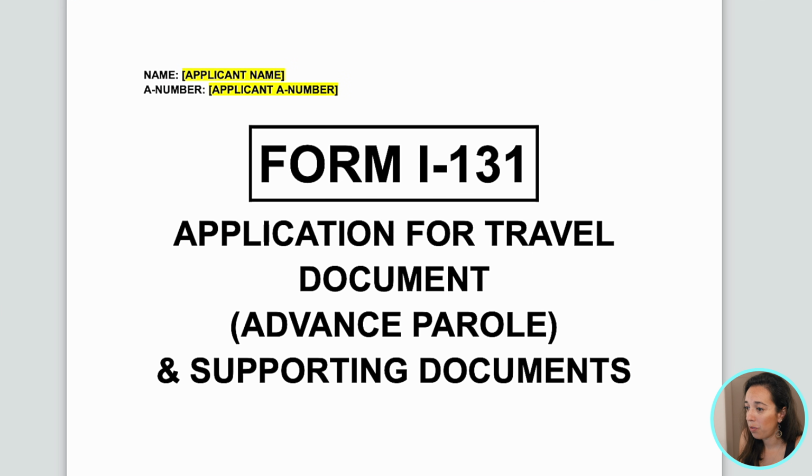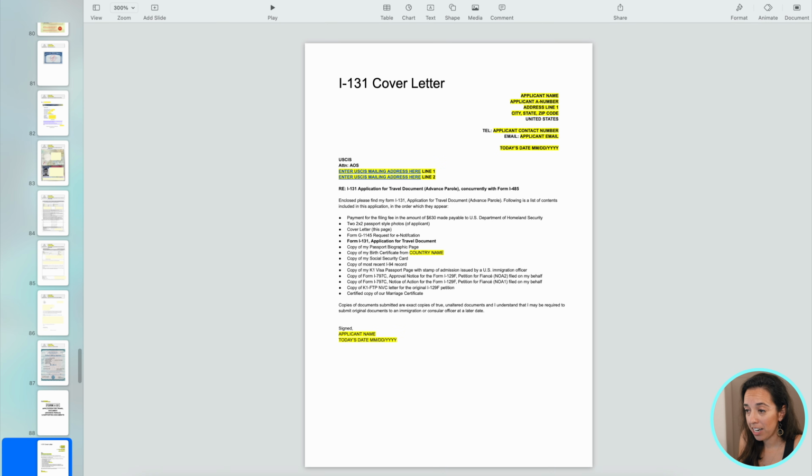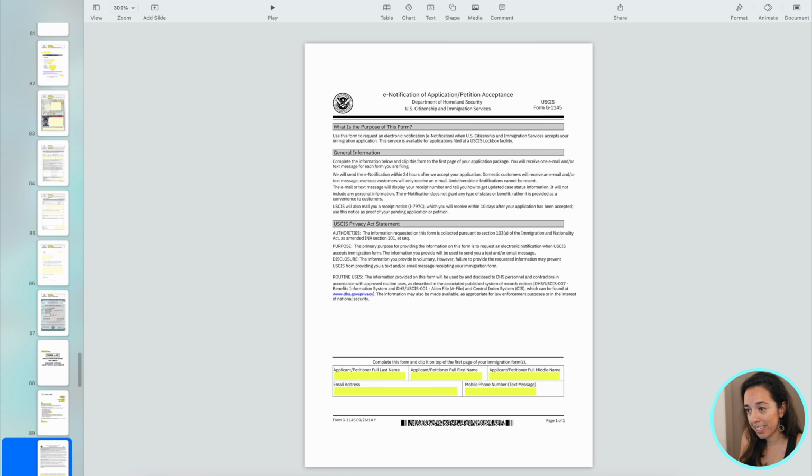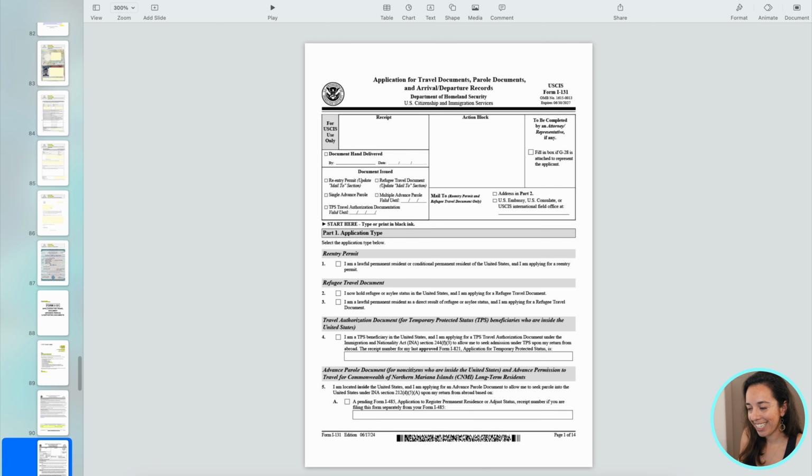As previously, we've assembled a simple title page. We then included another cover letter for this form, stating the name of the form we're applying for, as well as the supporting documents we're including along with this filing. Once again, we have another G-1145, so we can receive e-notifications from USCIS that the form has been received. Next is the I-131 form.